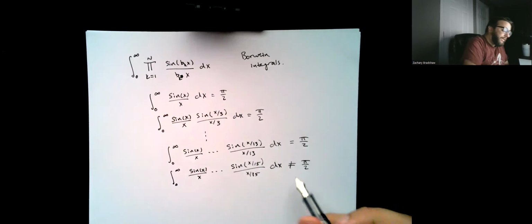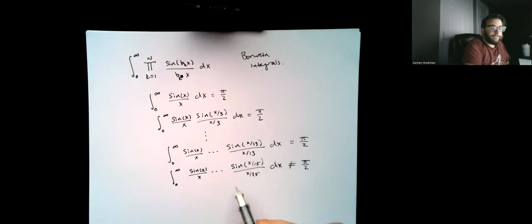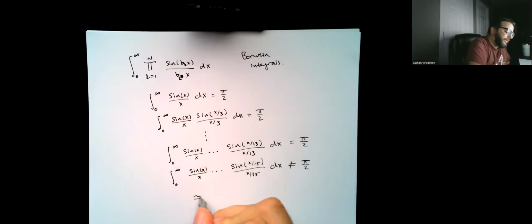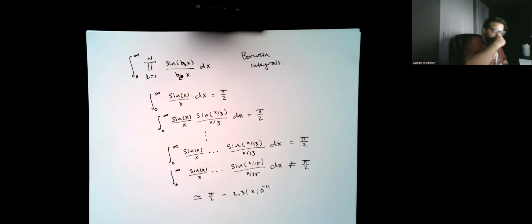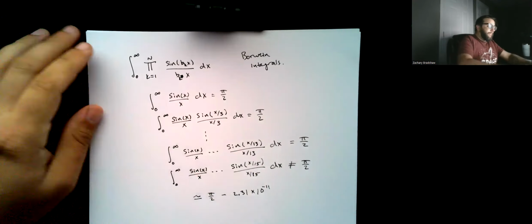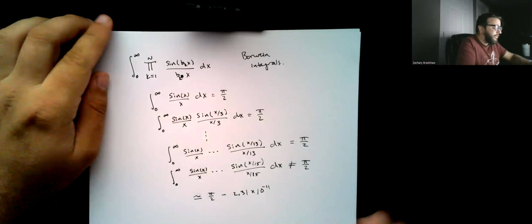In fact, actually, this integral still is really close to pi over 2. It's approximately pi over 2, I think it's minus something like 2.31 times 10 to the minus 11th. You'll have to check me on that one. This is just from my memory. But the point is it's very close.